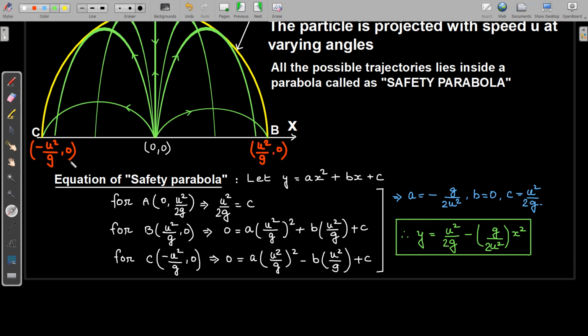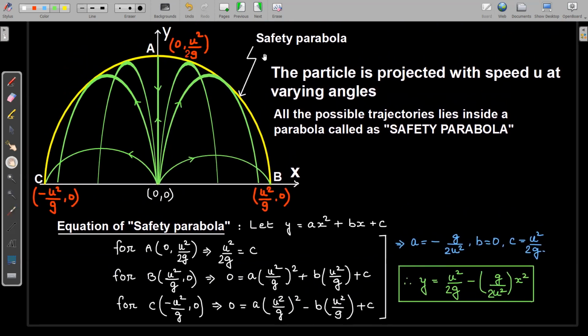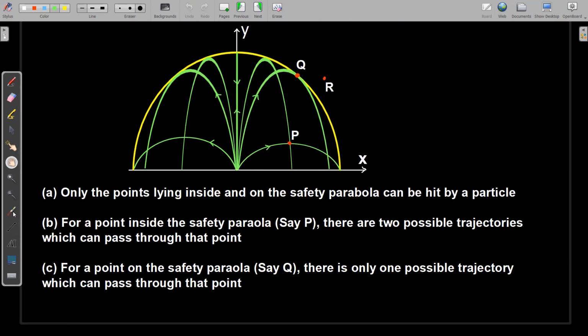Now let us look at some important points which you can use in your numericals, which is concerned with the safety parabola. Suppose you have 3 points. Let us consider a point P which is lying inside the safety parabola. Consider a point Q which is lying on this safety parabola and a point R which is outside, right? So you can see that it is not possible to hit point R. There is no trajectory which is passing through point R for a given speed u. So if a point lies outside the safety parabola, it can never be hit by a particle.